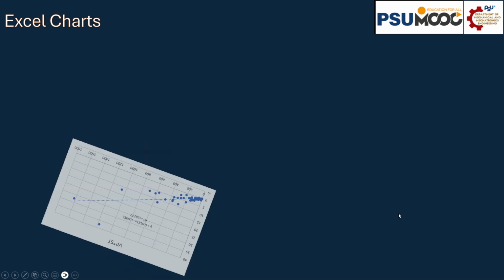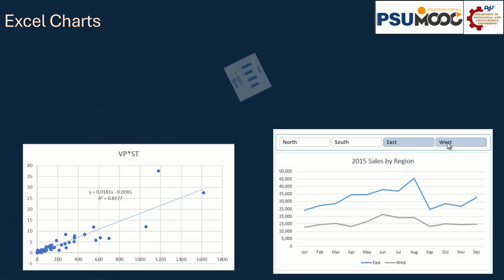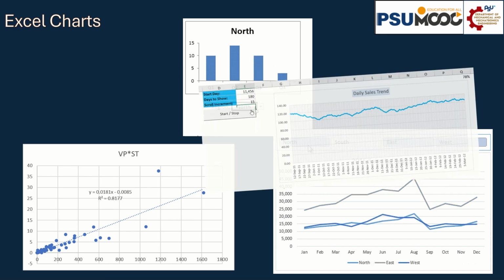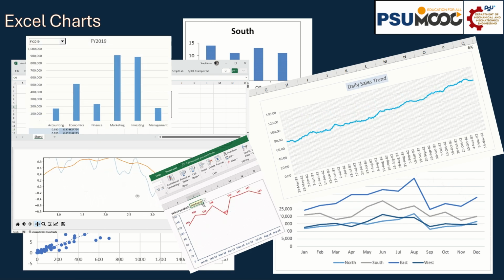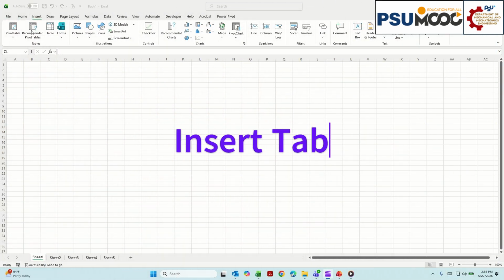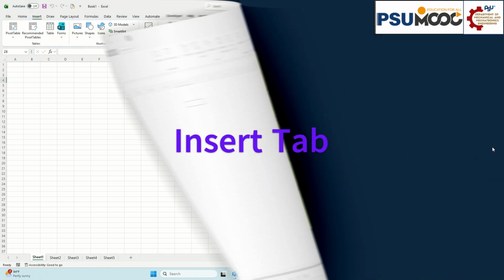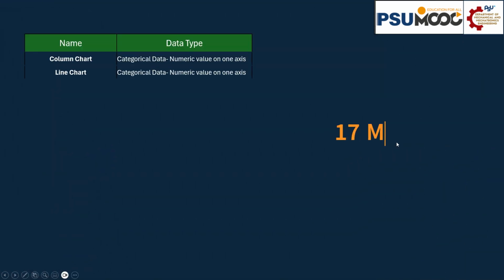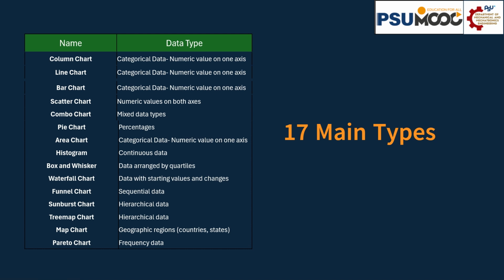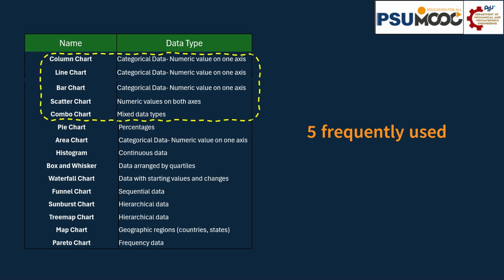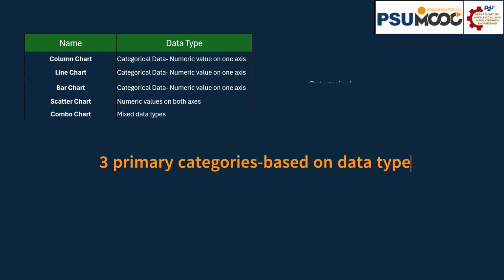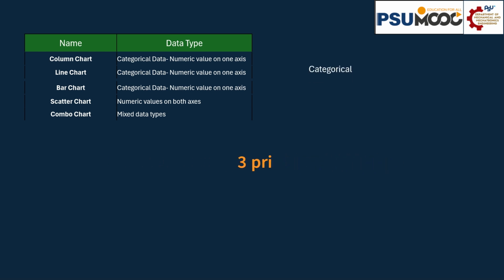Excel charts are visual representations of worksheet data. They transform raw numbers into pictures, to make patterns, trends, and comparisons easy to see. You can find charts under the Insert tab on the Excel ribbon. There are about 17 main types of charts. However, only about 5 types are used the majority of the time. All charts primarily fall into 3 categories based on whether their axes process data as categorical, numerical, or a combination of both.